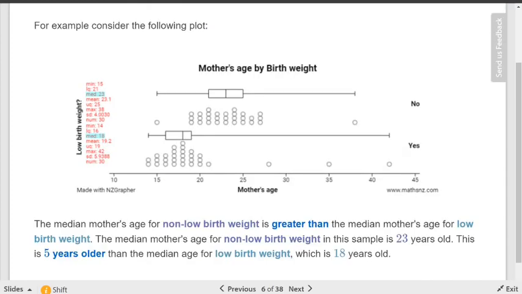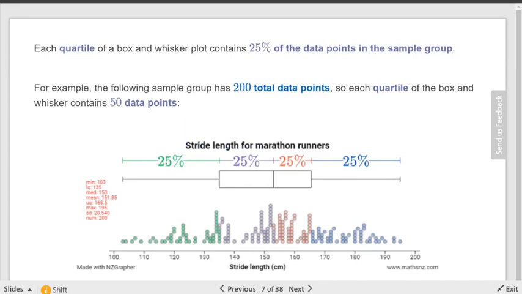So here they're talking about mother's age by birth weight. So there's birth weight of the babies. Does it depend on the age of the mother? And if you look, the median mother's age for non-low birth weight is greater than the median for low birth weight. So for the two categories, this one is not low. This one was low. And if you look at the age here, okay, you can compare the two. And we'll talk about writing the analysis later. All I want you to see right now is that you can make those comparisons, right?